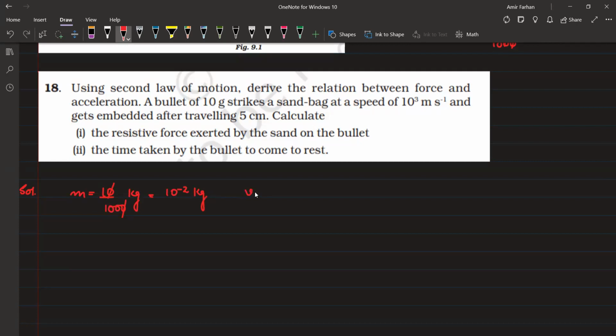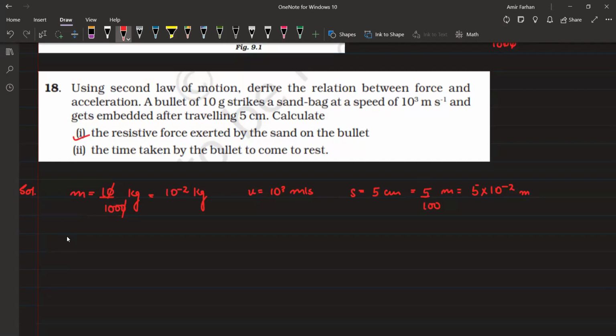Okay, and speed is equal to this. Is this initial or final? This is initial because the bullet is already in motion. Okay, and after traveling 5 cm, so s is given as 5 centimeter. If you have to convert this 5 centimeter into meter, you have to divide it by 100. So it would be 5 into 10 to the power minus 2 meter. We have to calculate the resistive force that is applied on the bullet by the sand.